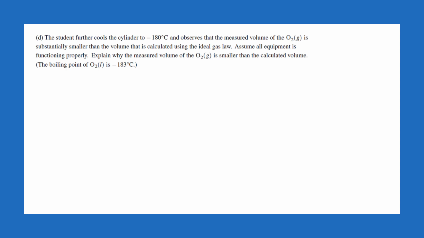Okay, further cools the cylinder to -180, observes that the measured volume is smaller than the volume calculated by the ideal gas law. Assume all of the equipment is functioning properly, explain why the measured volume of O2 is smaller than the calculated volume. There's two assumptions in the ideal gas law. There are no intermolecular forces, and that the actual particles themselves have a negligible volume. So you could use either of those to explain a deviation from the ideal gas law.